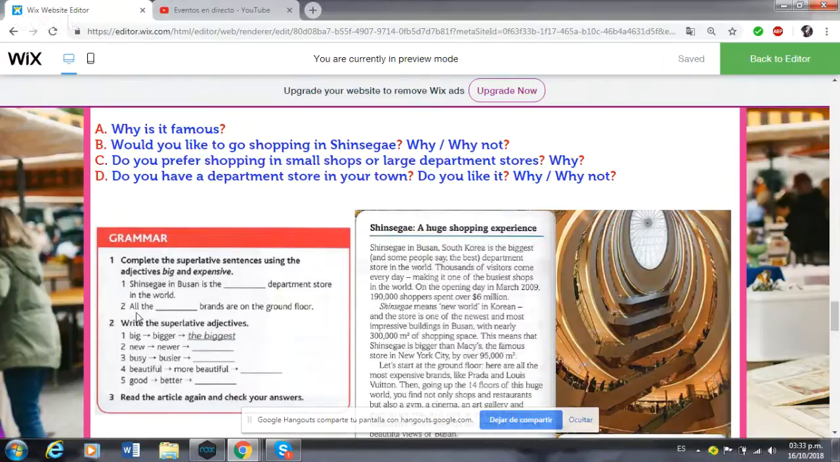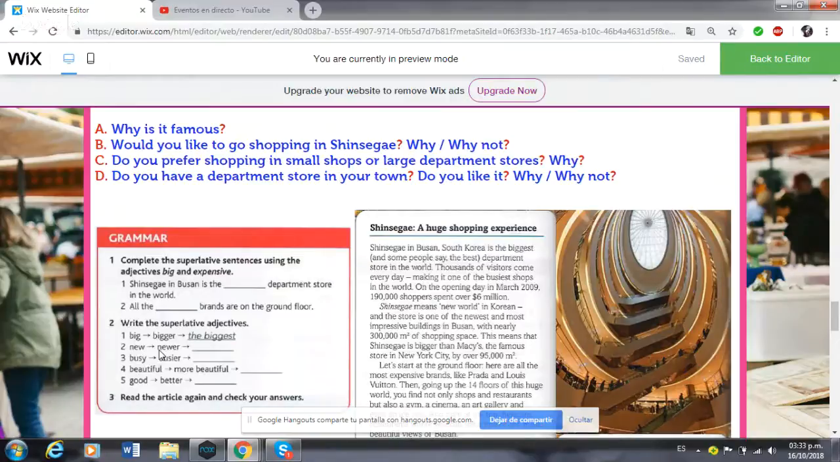Number two, all the brands are on the ground floor. The first point. And the second point, here you need to create the superlative form of these adjectives that are in comparative form.